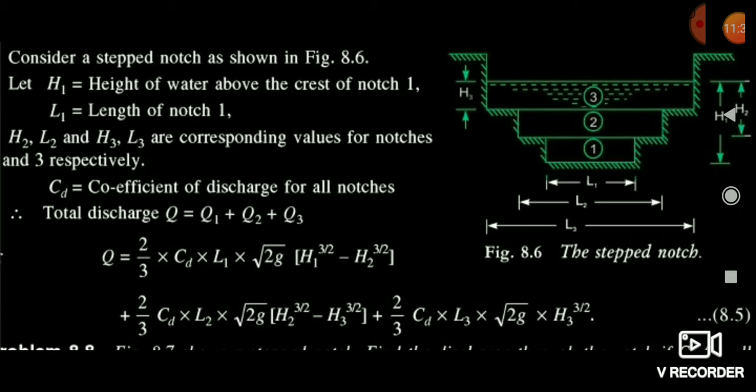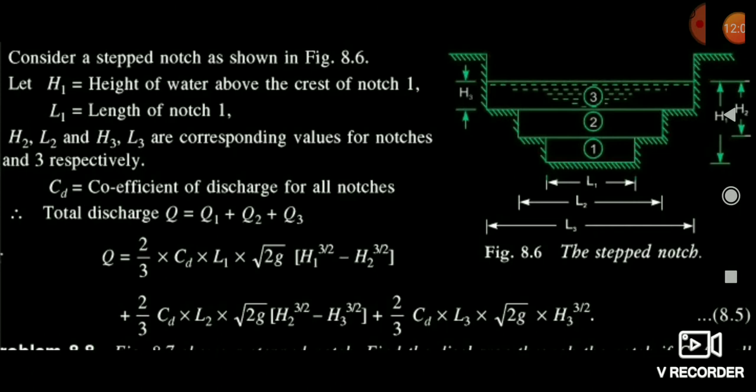Each part is forming a different rectangular notch. So we can disintegrate it in terms of rectangular notches, and we will apply the discharge formula for each of the rectangular notches. You can see here the total discharge Q is equal to Q1 plus Q2 plus Q3, and Q1 is the first notch. You can see here that Q1 is 2 by 3 into, for a rectangular notch all of us know the formula, 2 by 3 into Cd into L1.